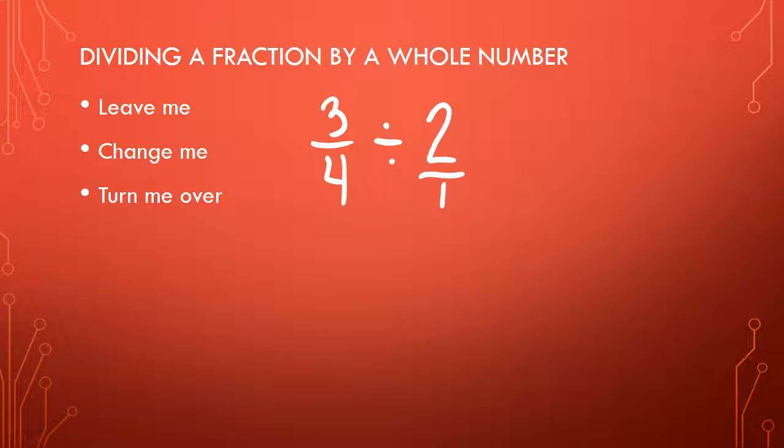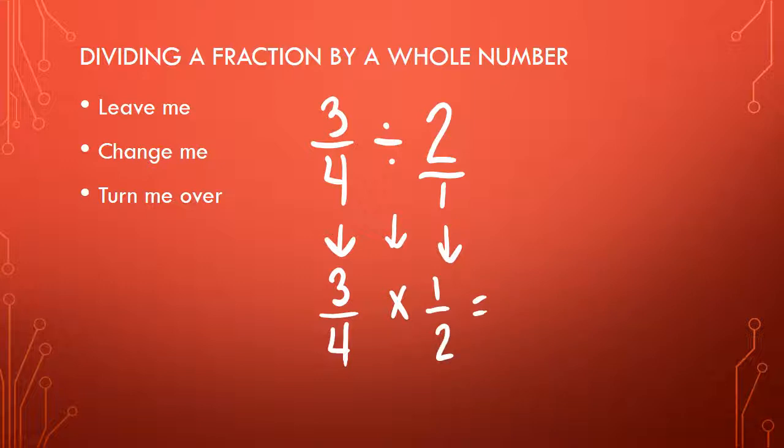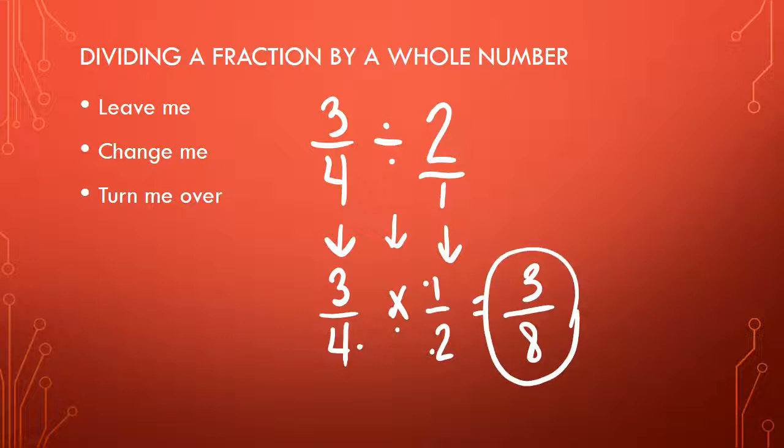Once you've done that, you still follow those same 3 steps. Leave me, change me, turn me over. So leave me, my first fraction stays exactly the same. I leave it alone. Change me, change my division sign into a multiplication sign. And turn me over, so my 2 over 1 becomes a 1 over 2, or 1/2. Then I just multiply my fractions. 3 times 1 is 3, and 4 times 2 is 8. And 3/8 is actually in lowest terms because 3 and 8 do not have any common factors other than 1. So 3/8 is going to be my answer.